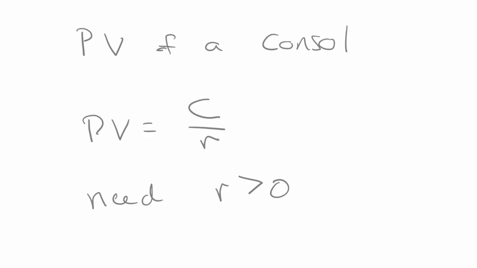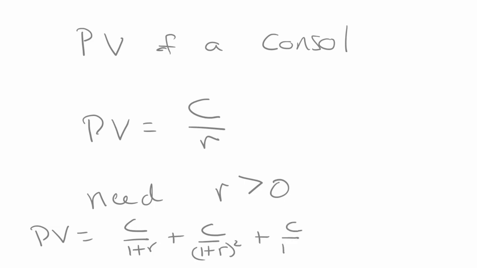Why is that? Let's remember what lies behind the formula. We're taking C discounted back 1 year, C discounted back 2 years, C discounted back 3 years. Well, I could just keep going forever and ever. But the key point is, as long as r is bigger than 0, these terms are getting smaller and smaller. If r were equal to 0, they wouldn't be, and we'd get to infinity. Or if r was less than 0, they'd be getting bigger and bigger, and it would be even worse. So we do need r to be bigger than 0 to define a consol.